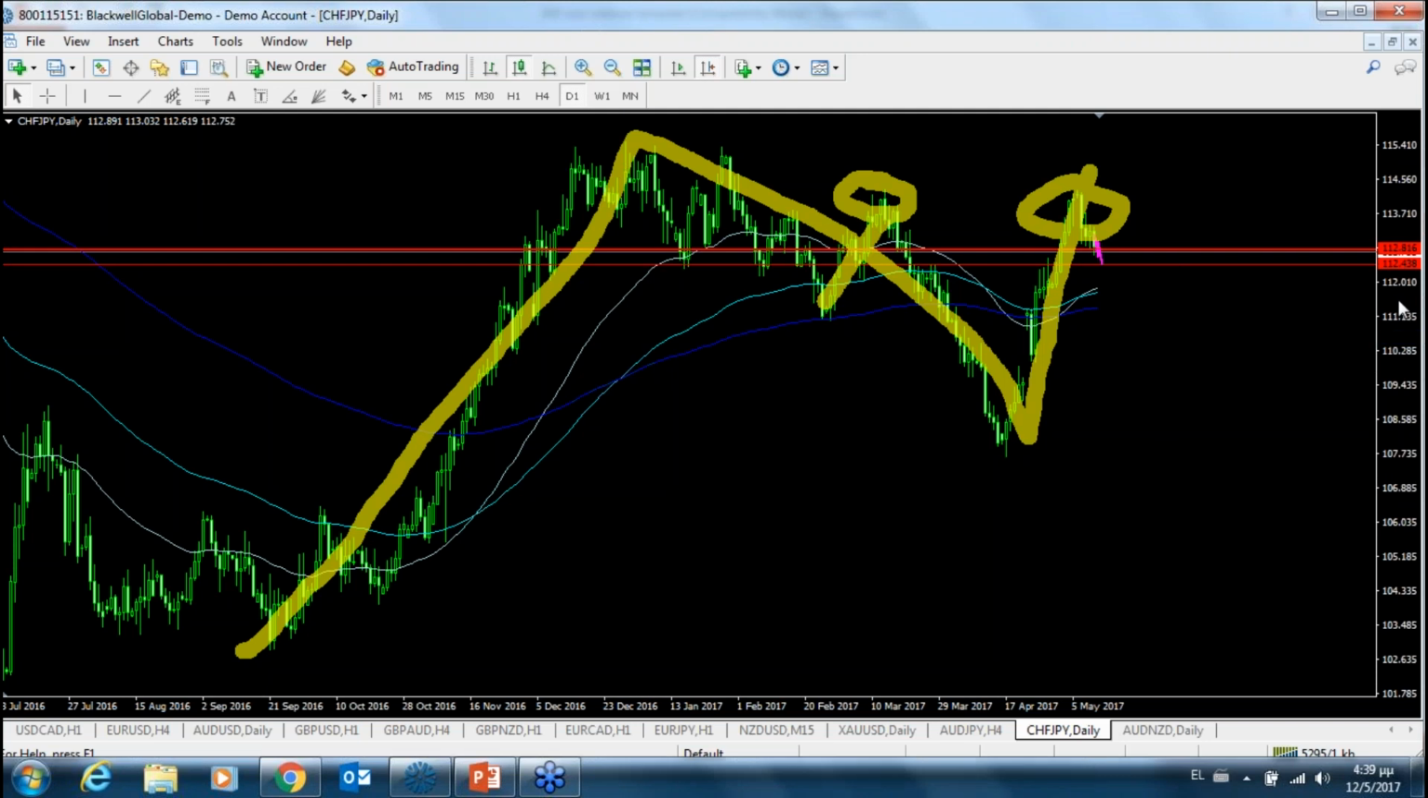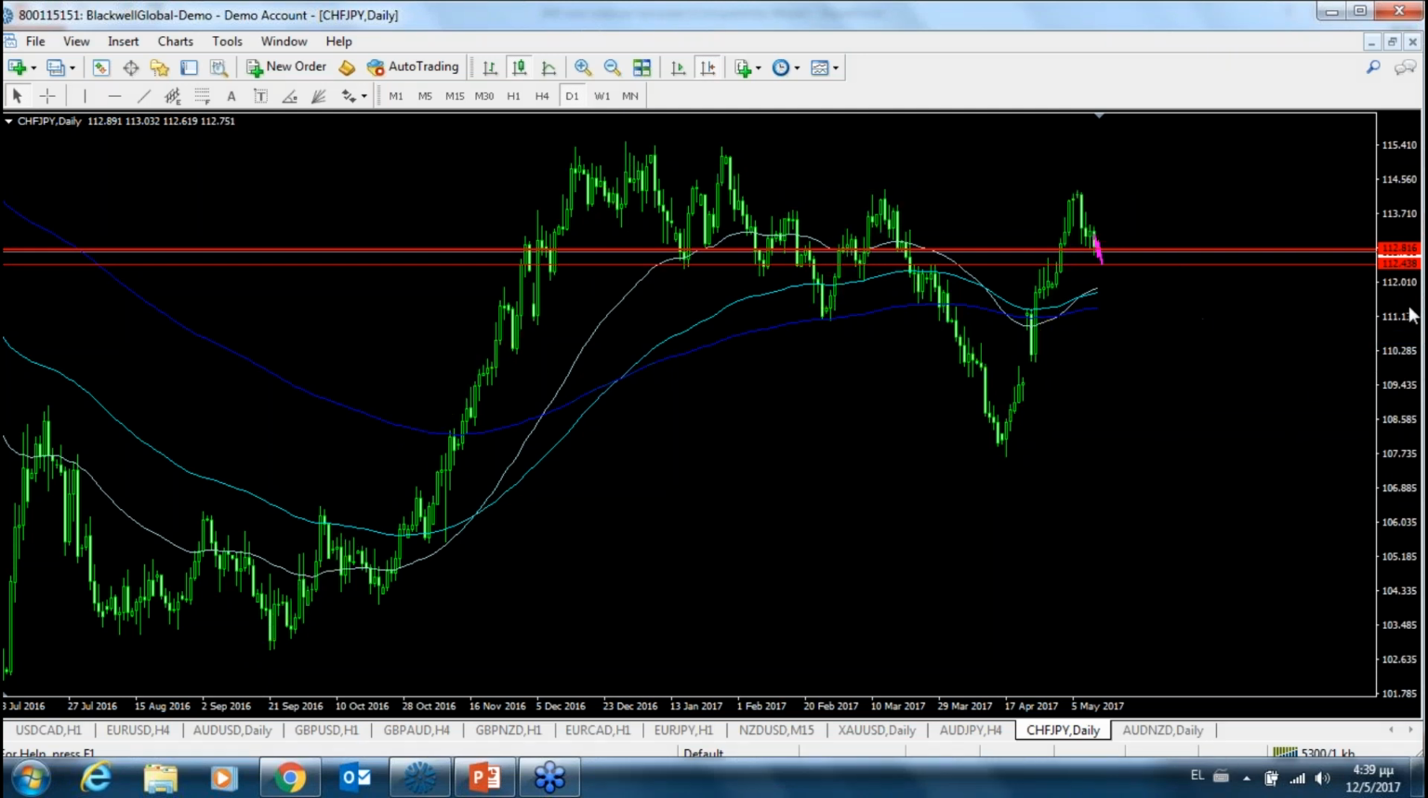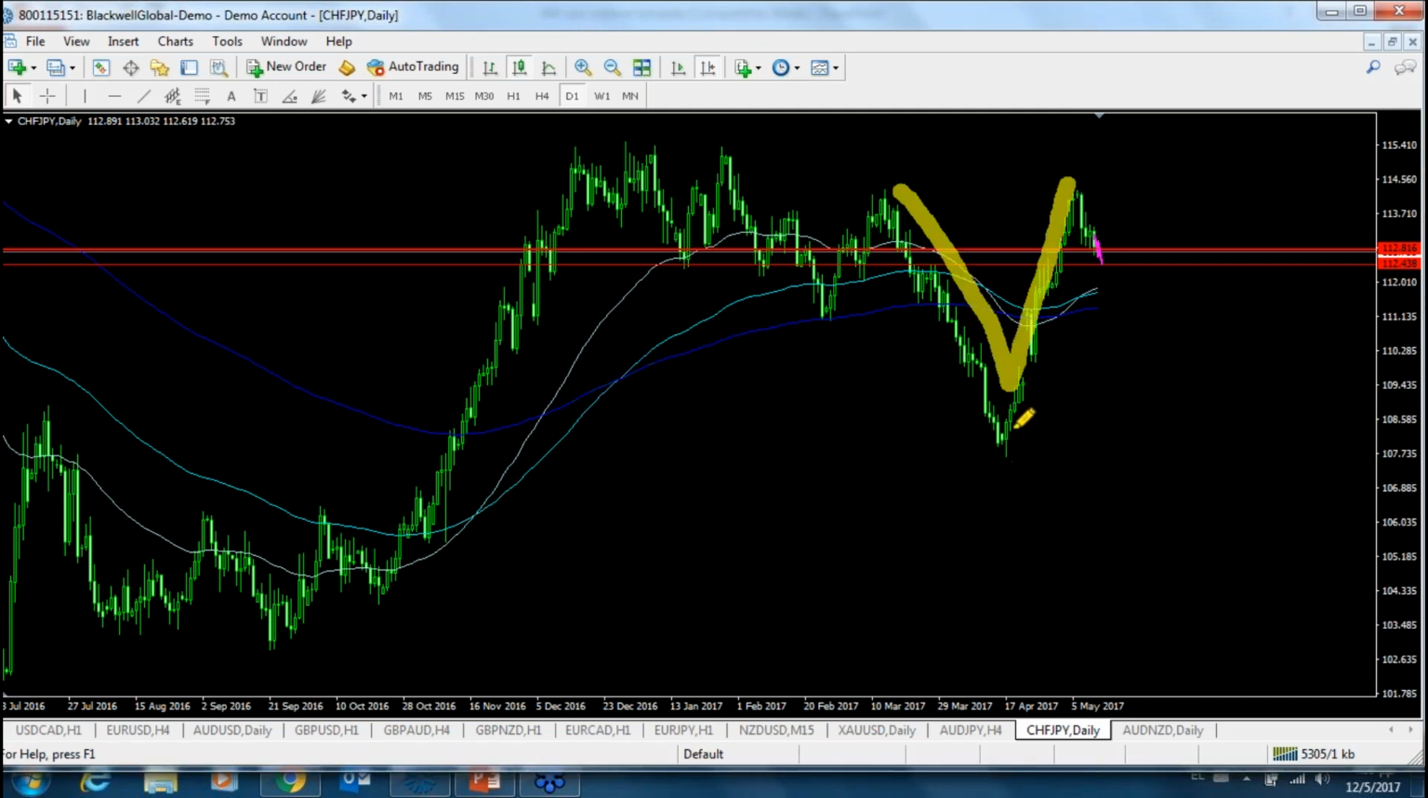So it may look like a potential double top, but don't be overly tricked by it. It looks like a very nice V, but if this extends lower and lower and lower, then you've got a nicer sort of double top type pattern. At this stage, it is still perhaps a little risky.